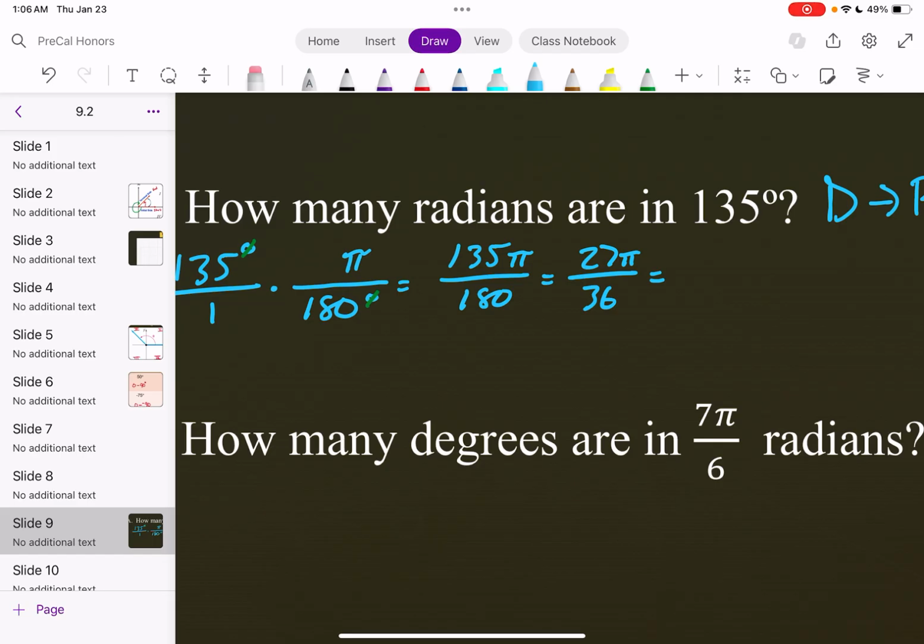Also, 27 and 36, if you're not 100% sure of what it can simplify down to, you can always divide by 3. Most importantly, you can also divide by 9, to make it as easy of a simplifying process as possible. If we were to divide by 3, this would give us 9 pi over 12, which would also give us 3 pi over 4.